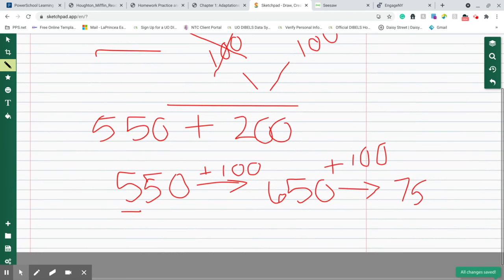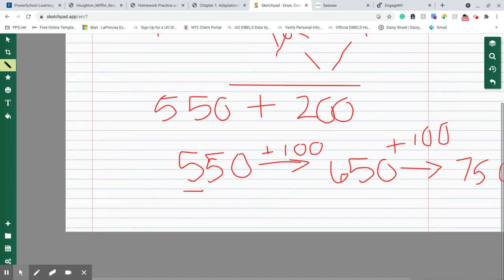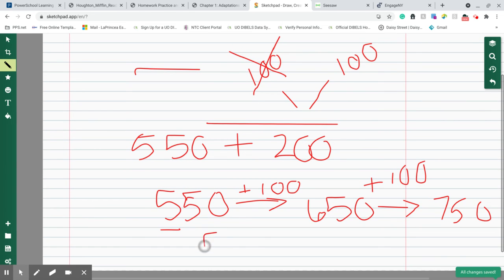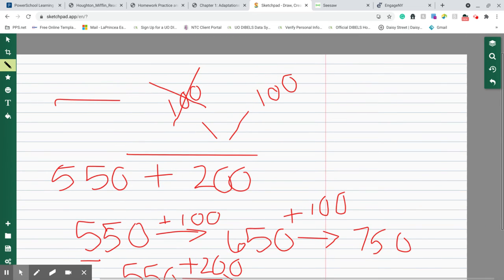So you can do it that way, and you can also just go 550, draw an arrow, and then put plus 200 near it. If you don't want to break apart your 200, you don't have to do that. You can do it whatever way works for you, and you can check your answer using another strategy. So I'm just going to go with solving it mentally. 5 plus 2, 7, 5, 0.